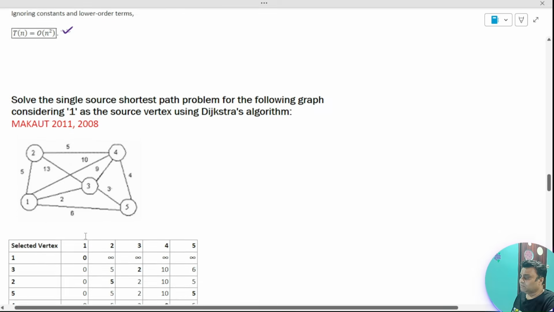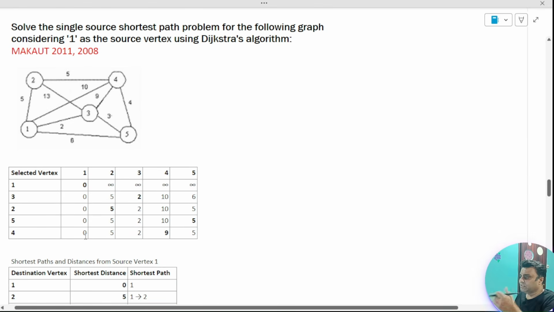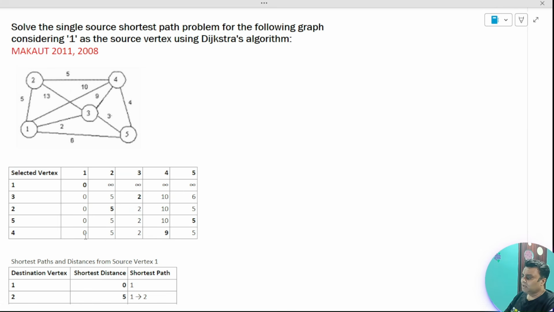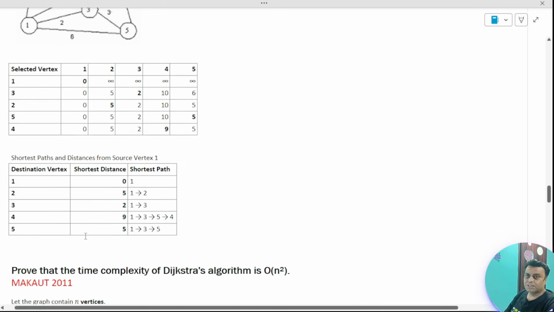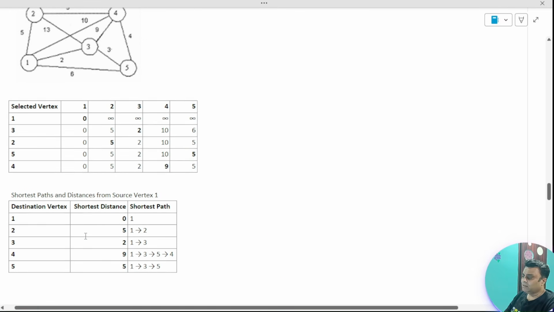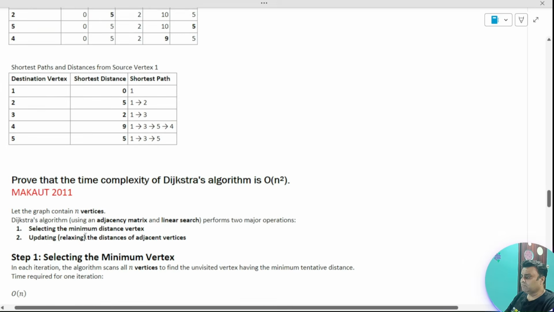So I hope you have got this. These questions again are from your PYQs. Two times this has come. I have done it in the same manner. You may want to see how I have created the Dijkstra graph, the greedy graph, and then how I created the shortest path table. The same way I have done it.